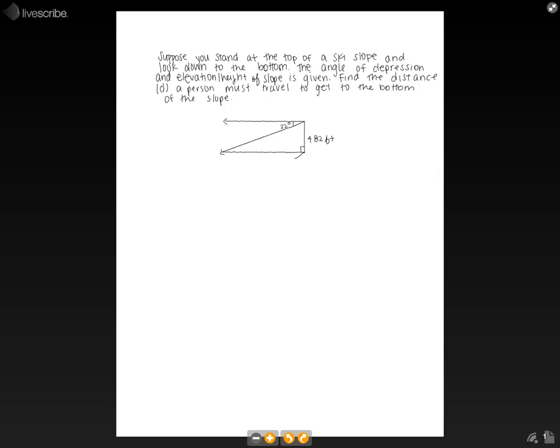So we have our diagram, so we see that the height of our slope is 482 feet, and we see our angle of depression is 22 degrees. Now, we can find this angle in our triangle, because we know that this should be a 90-degree angle, so we can take 90 degrees minus 22 degrees to get 68 degrees. So now if we draw our triangle, we'll have 68 degrees with our 90 here and our 482 feet here.